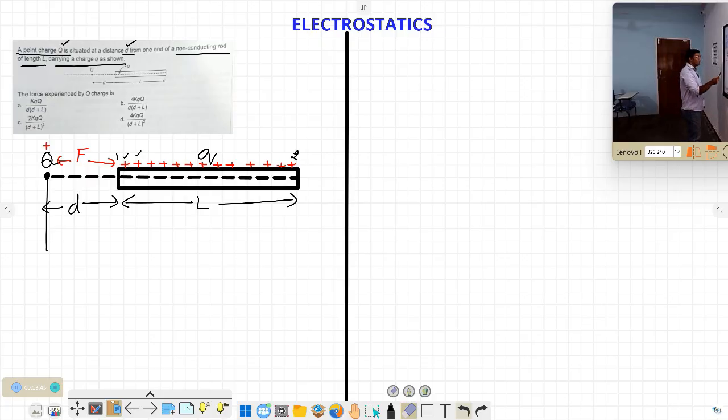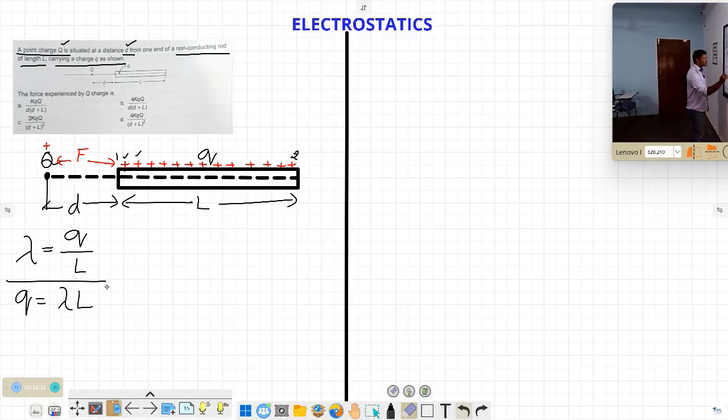In the case of a rod, how are the charges distributed? If you see this, the rod has length L, and the charge on it is small q. The charges are distributed in terms of linear charge density, along the length, because in the question they did not mention the area, so we should not take any area consideration. So lambda is equal to the charge per unit length here. From this I can write the charge on the body: q is equal to lambda into L. First we got how much charge is on this rod in terms of linear charge density.